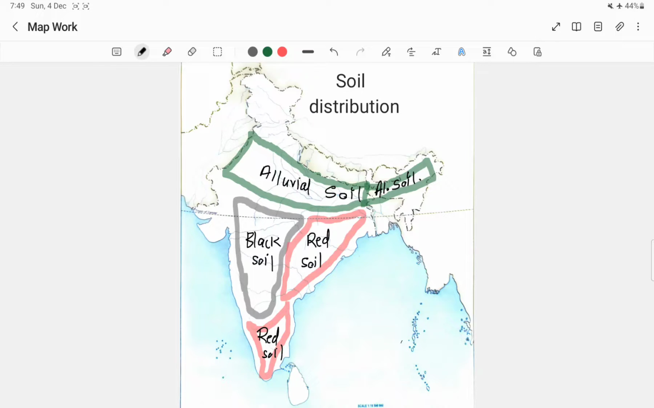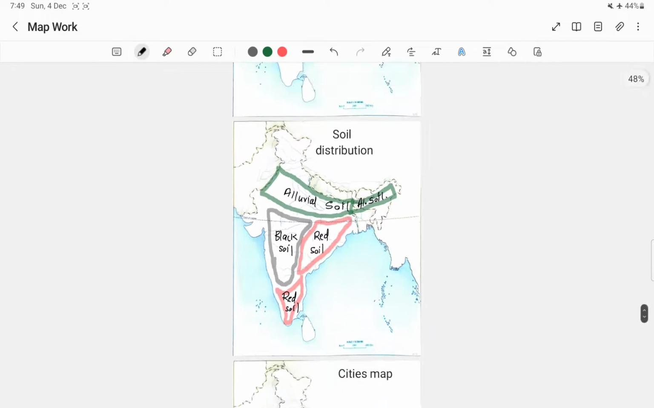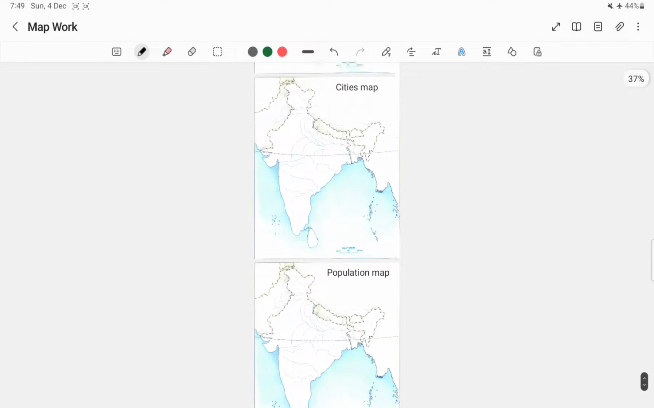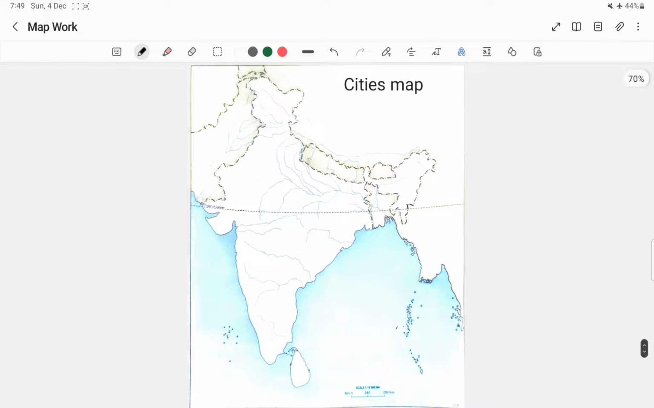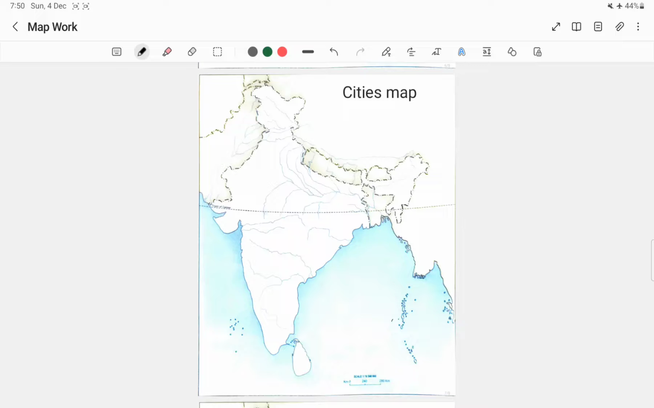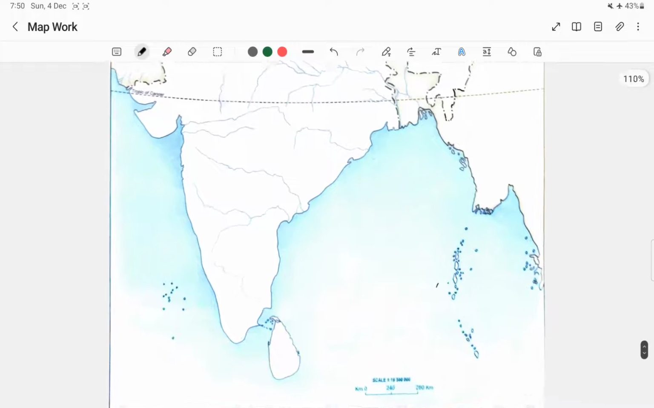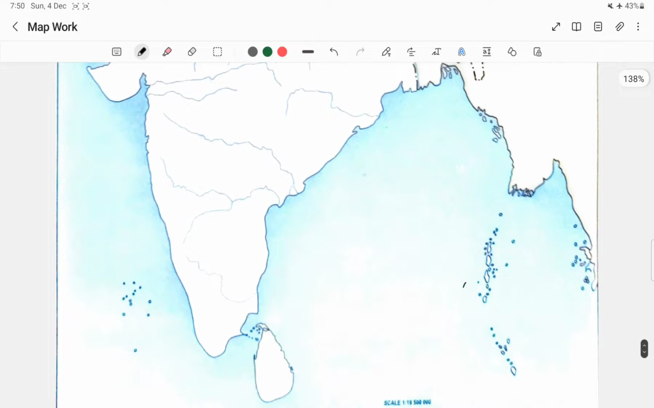Now coming to the last two topics of our board exam, that is cities and population. So in cities, there are only 8 important cities which we need to mark. So let me just write all those cities.